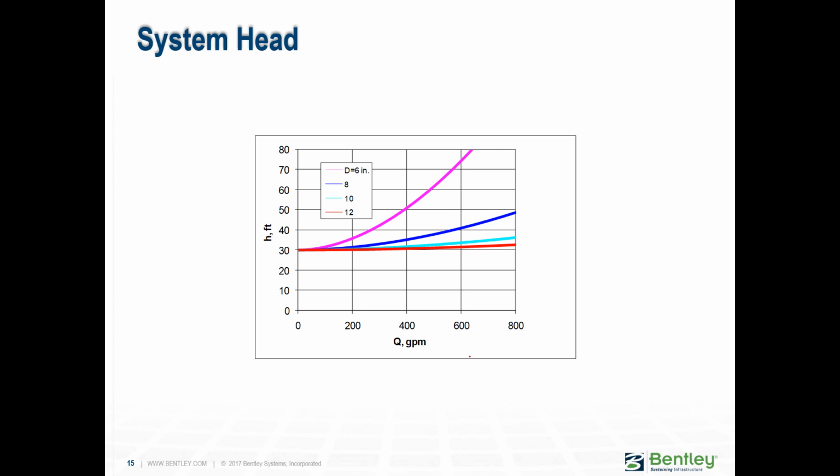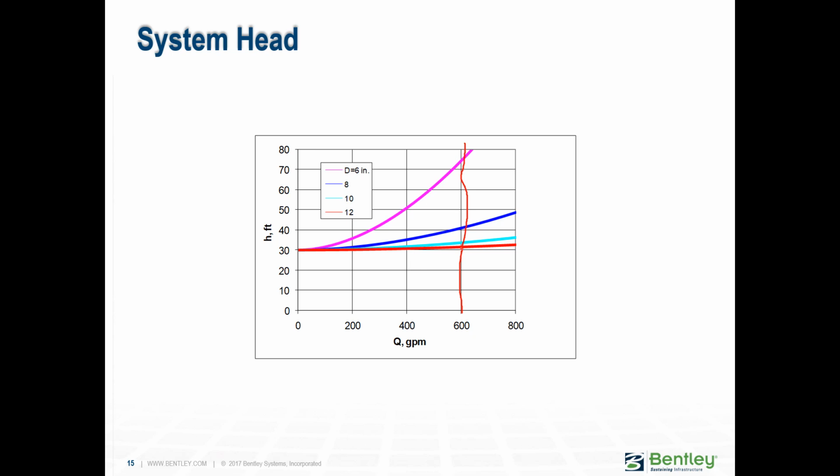Let's assume that our design flow is 600 gallons per minute. So if you say, okay, this is my peak flow, then going with the 6-inch pipe obviously will be cheaper because it's a smaller pipe, but look at all the extra head losses. So really, you're just kind of wasting energy because you're fighting against that head loss.